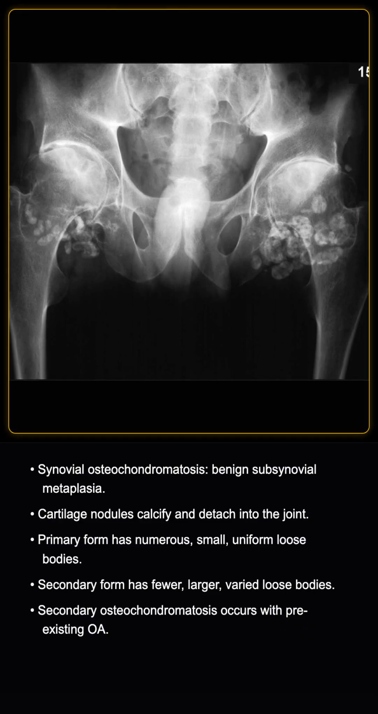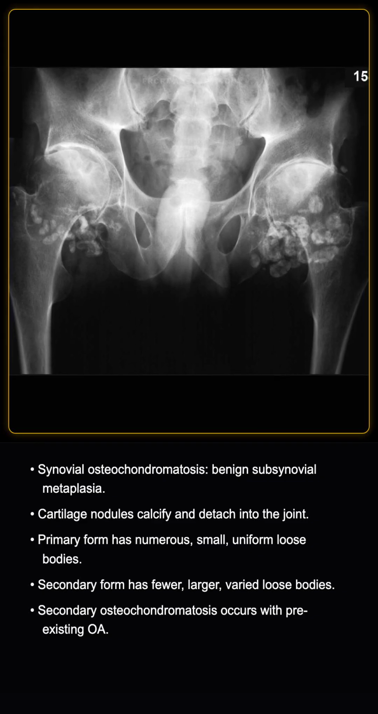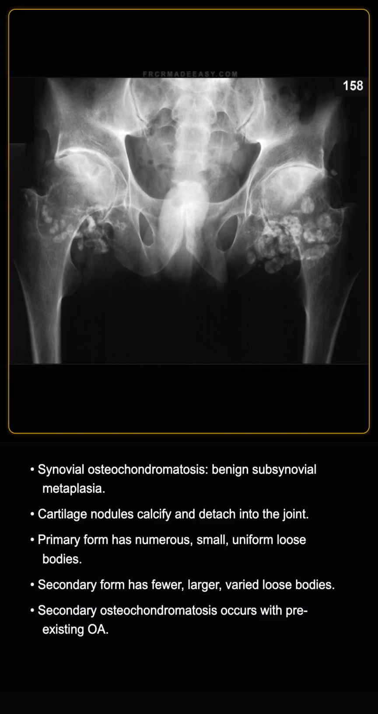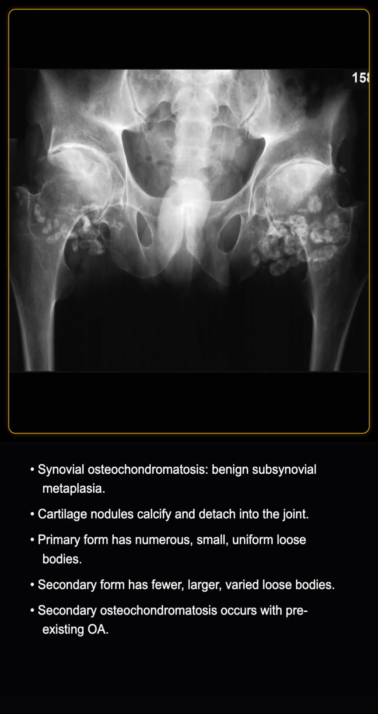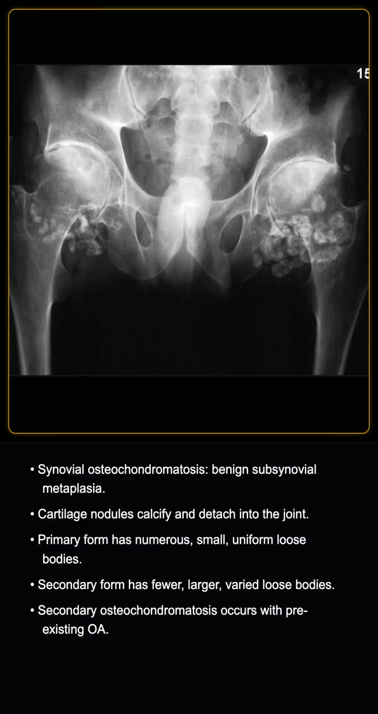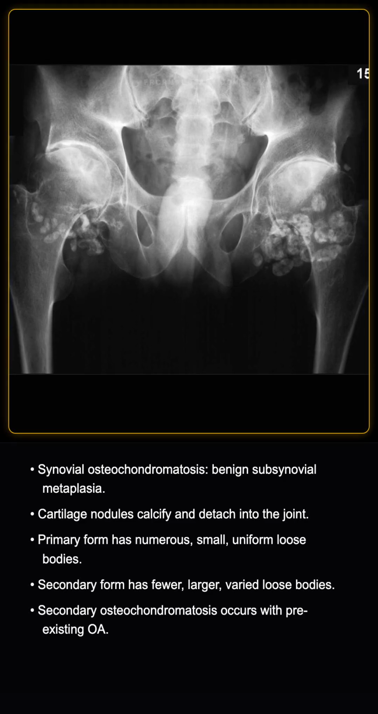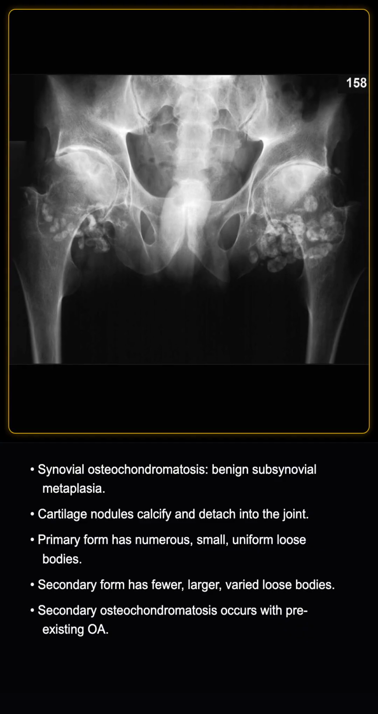Synovial osteochondromatosis is characterized by benign metaplasia of the subsynovial connective tissue, where it differentiates into cartilaginous nodules. These nodules grow, calcify, and eventually detach from the synovium to become free-floating loose bodies within the joint space. Primary synovial osteochondromatosis occurs in otherwise normal joints and features numerous small, uniform, round calcified bodies. Secondary synovial osteochondromatosis develops in joints with pre-existing pathology such as osteoarthritis. In the secondary form, the calcified bodies are typically fewer, larger, and demonstrate highly variable sizes and shapes with lucent centers.